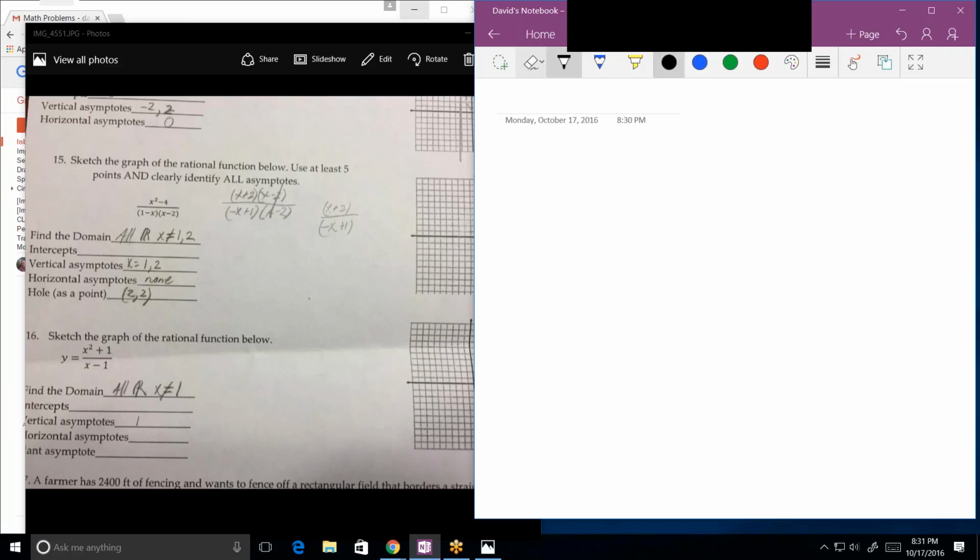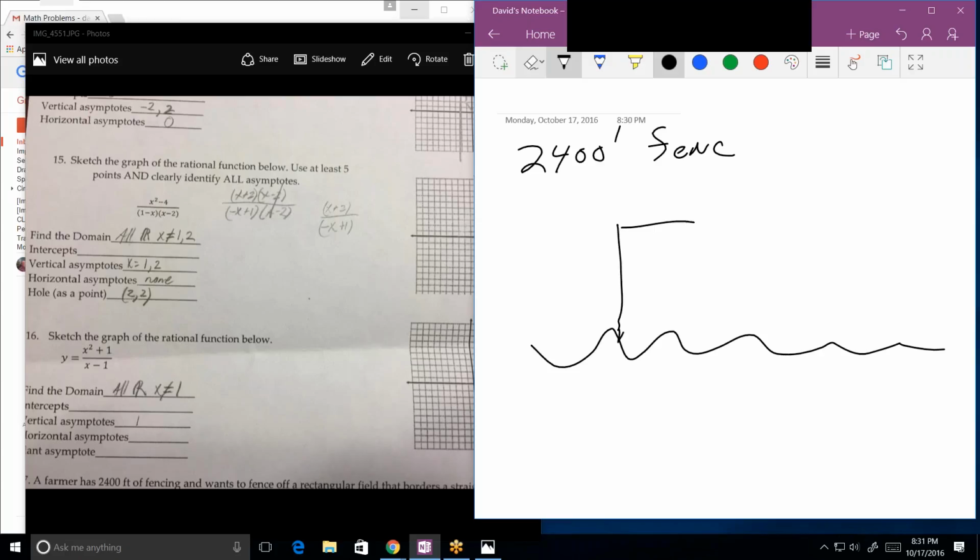So he has 2,400 feet of fencing, and he wants to fence off a rectangular field that borders a straight river. And he wants to know what the dimensions of the field are that has the largest area. So is this the correct picture? Yeah. Okay. And we have 2,400 feet of fencing material.